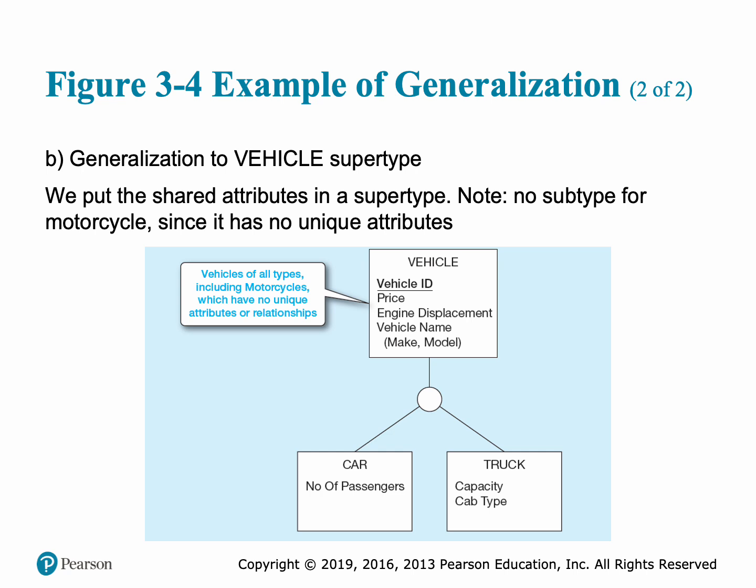The specialized attributes go into subtype entities. In the case of the motorcycle, there is no unique attribute, so there is no need for a specific motorcycle entity. Actually, it may be useful to have an indication that a vehicle is in fact a motorcycle. Later, we will discuss the concept of subtype discriminator, which is a special attribute at the supertype level that identifies a specific subtype.